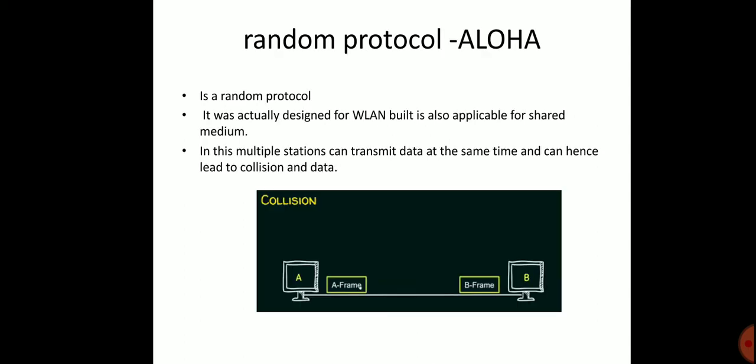Now we discuss the random access protocol, the ALOHA method. It is one of the random access protocols. It was actually designed for wireless LAN, but it is also applicable for shared medium. In this, multiple stations can transmit data at the same time and can hence lead to collision of data. So we see the collision when framing of data in station A and station B occurs at the same time, synchronously.